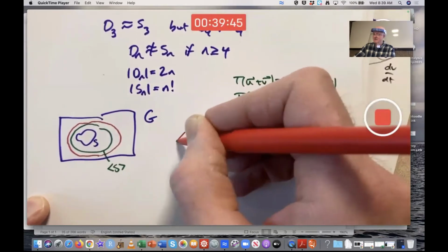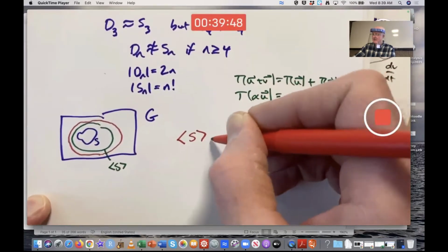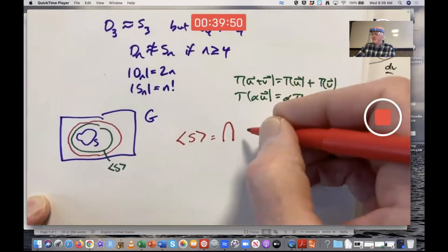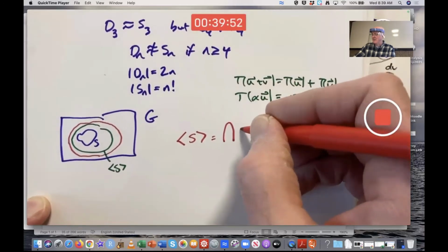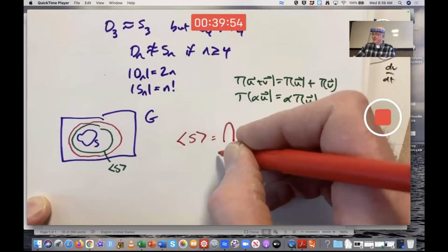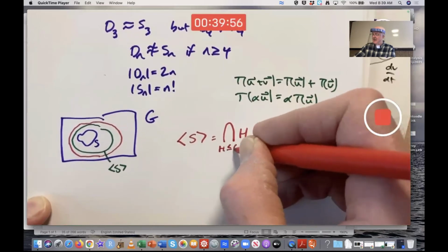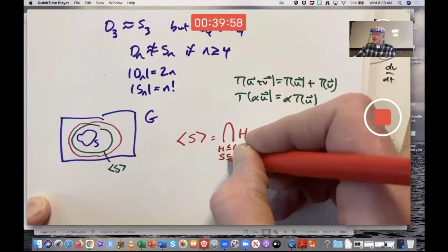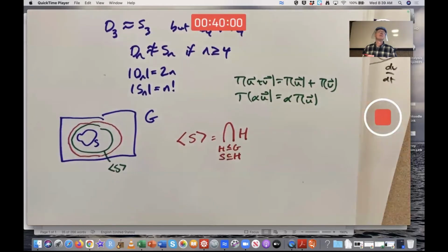You could write something like this. You could say, this is the intersection of all the subgroups. I'll call them H. H is a subgroup of G, and S is a subset of H. That's just shorthand notation to say, take the intersection of all the subgroups of G that contain S. S is just a subset. S could be just one element. Then you're talking about a cyclic subgroup.